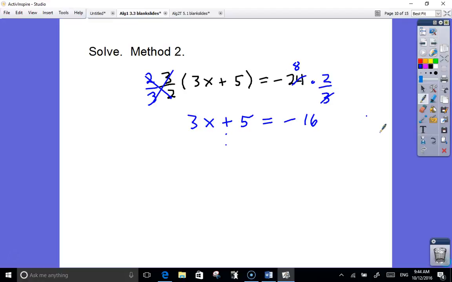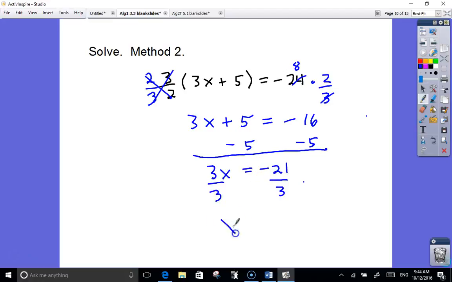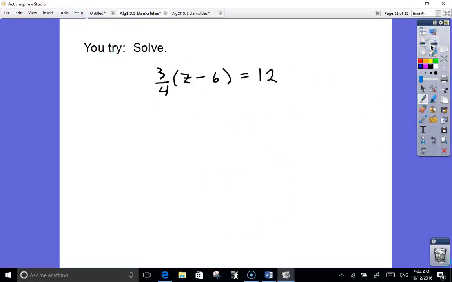So now what are the last 2 steps? Subtract 5. And then what? Divide by 3. x equals -7. So I would definitely recommend multiply by the reciprocal as the method you want to use. So you try to do that one right there.